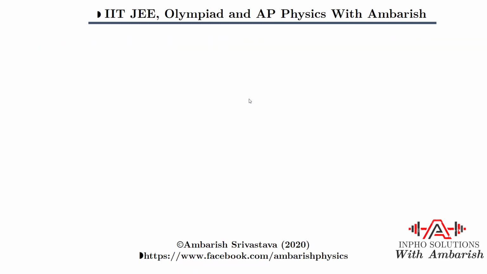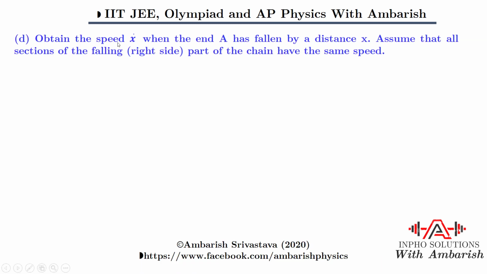The next part is: obtain the speed x dot when the end A has fallen by distance x. Assume that all sections of the falling right side part of the chain have the same speed. Now how do we find the speed? We are assuming mechanical energy conservation, and we have found potential energy as a function of x.